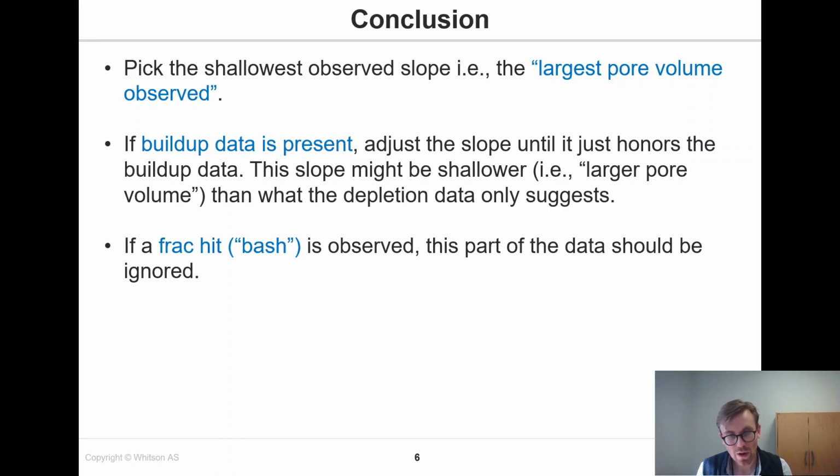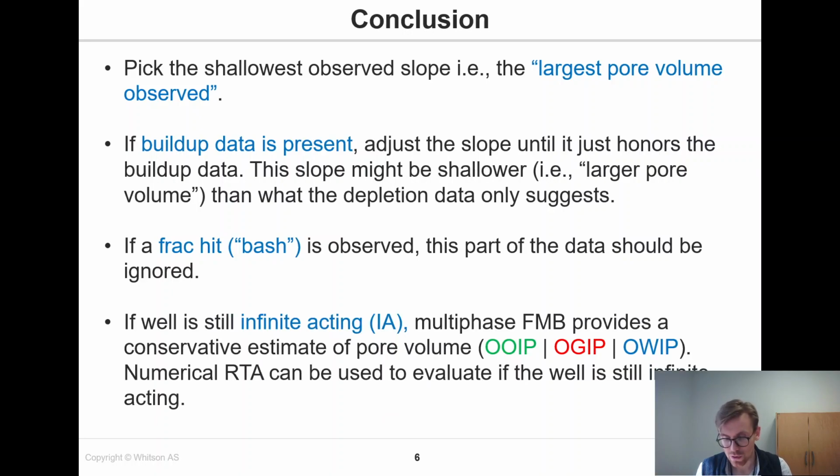And if you're dealing with a frac hit, this part of the data should be ignored, or at least be interpreted with a lot of care. And if your well is still infinite acting, then the multiphase flow material balance procedures will provide you with conservative estimates of the pore volume. That can be all the different pore volumes. And you can then use another technique like numerical RTA, for instance, to evaluate whether or not your well is still infinite acting or not.